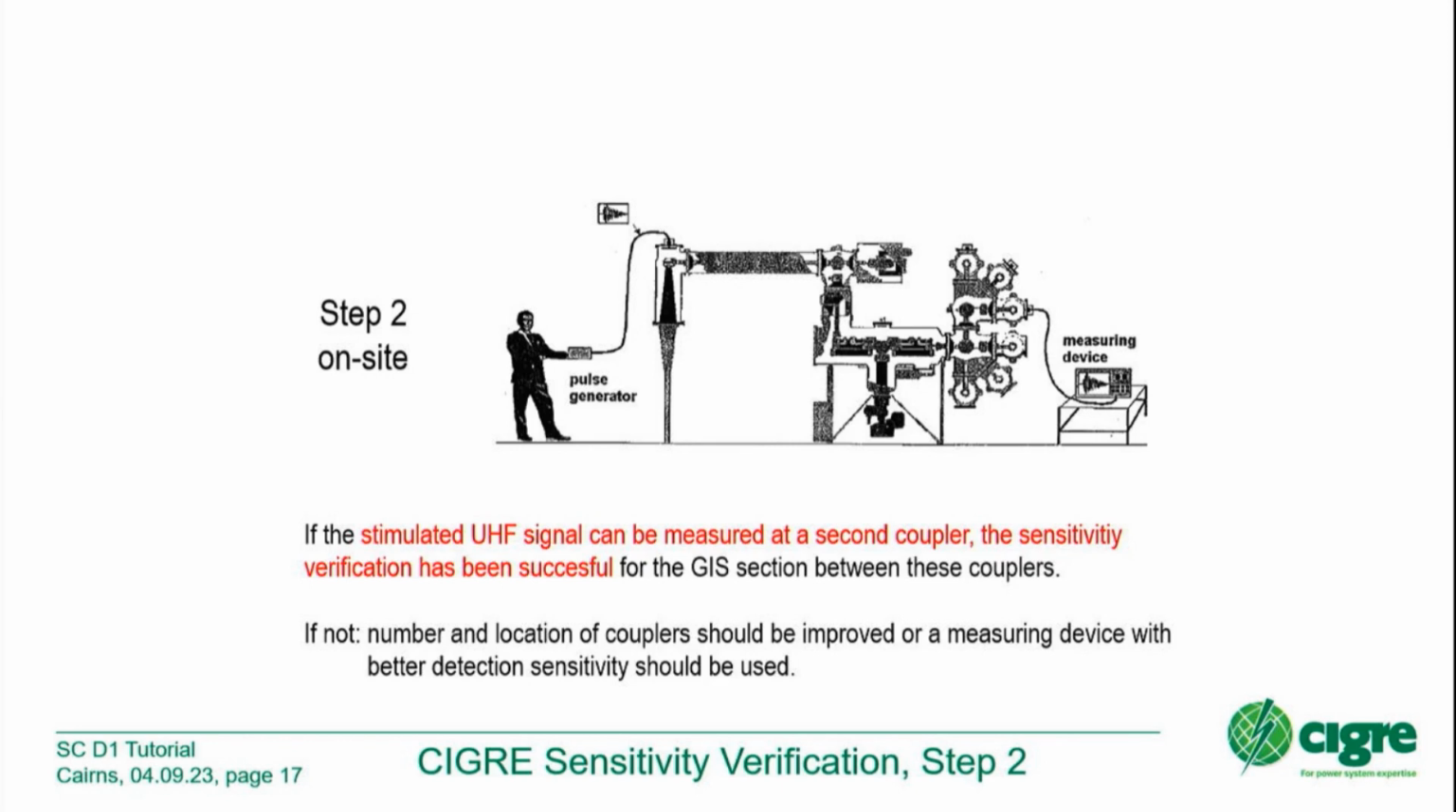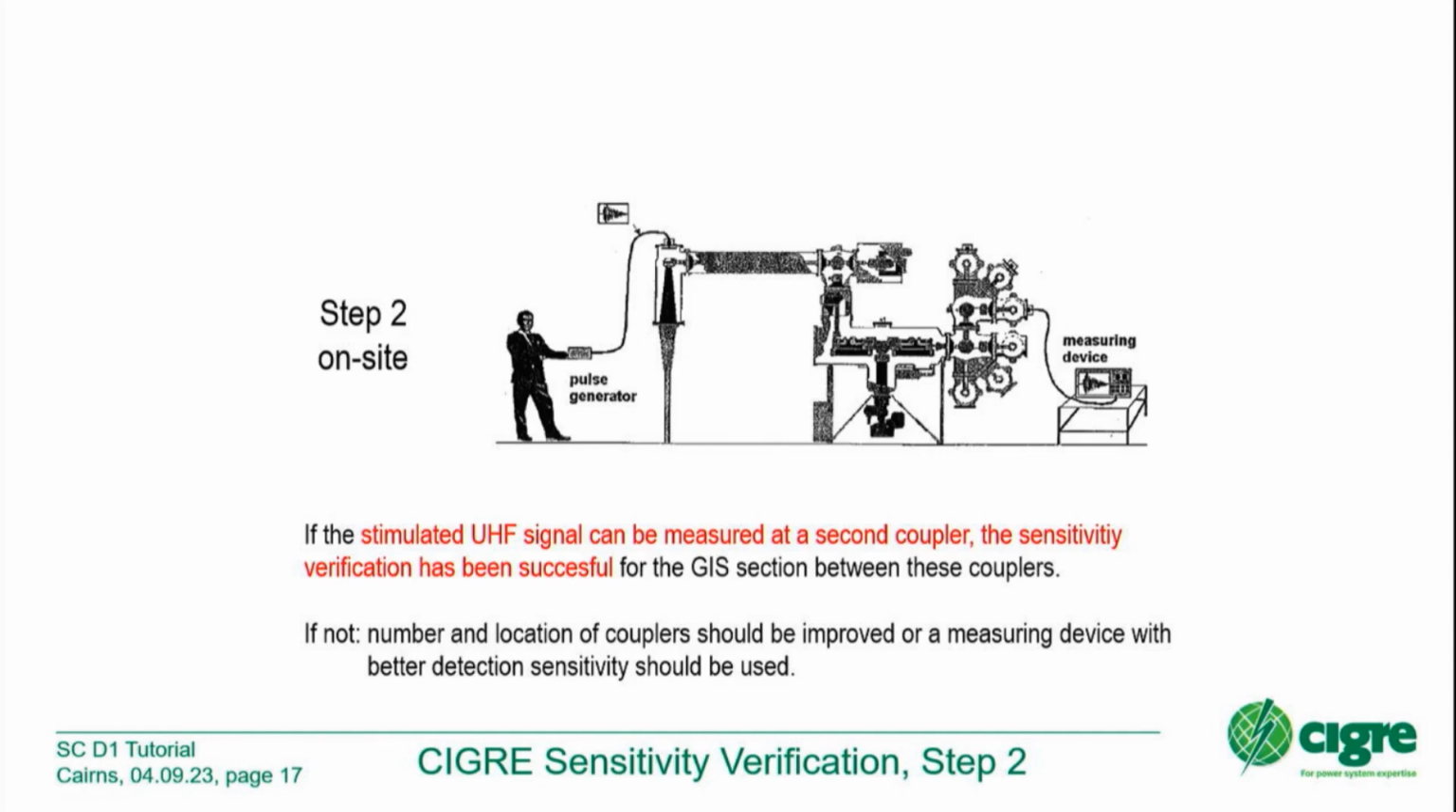And how can I check if I have enough sensors and that the sensors are at the correct position? This is done by the legendary step 2 of sensitivity verification. So this nice guy here is injecting the artificial pulse, let's say 20 volts, injected here, and now we have the adjacent sensor far away. We inject at the cable termination box, we measure at the bus bar, and if we can detect the injected signal, then I have the correct sensitivity between the two sensors.